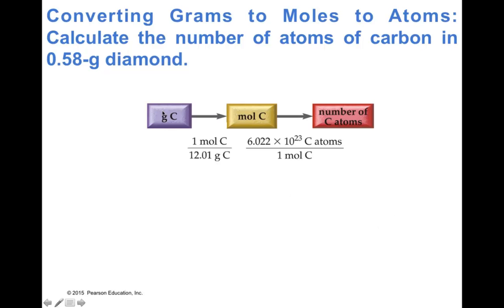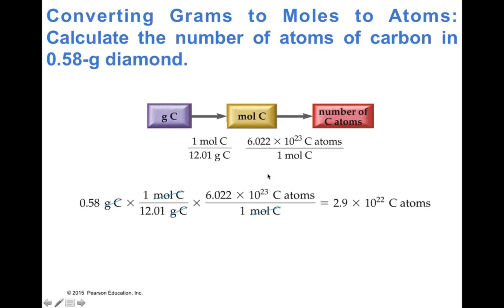We need to start from the mass of carbon, go through the moles of carbon, and then finally to the number of carbon atoms, because we don't have right now a conversion factor that can go directly from mass of carbon to number of atoms. We need to go first through the moles of carbon. So to go from the mass of carbon to the moles, we use the molar mass, and to transform from the moles to the number of atoms or number of particles, we need to use the Avogadro's number.